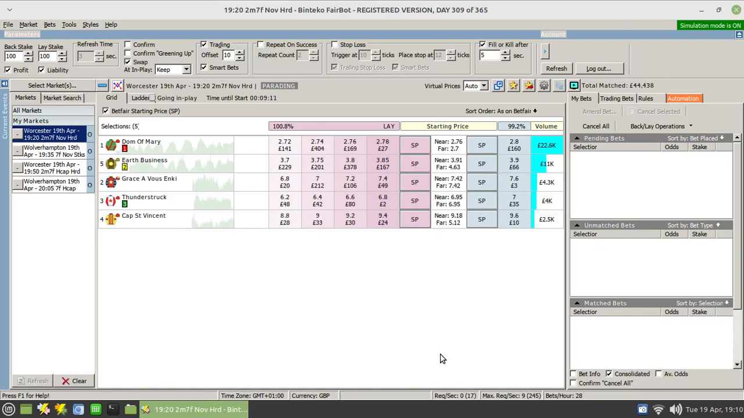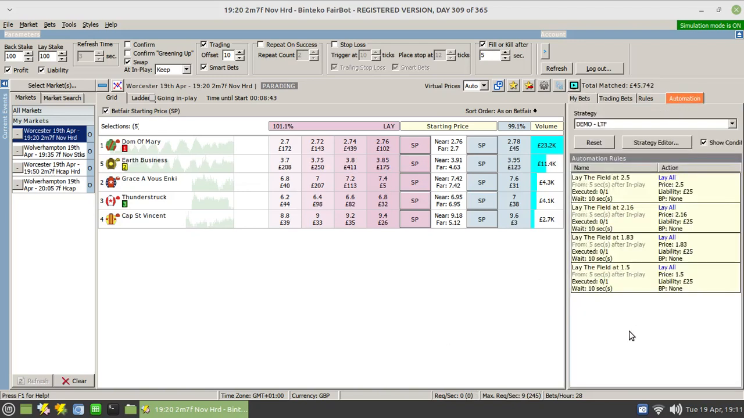This time we're going to expand on what we've done, and rather than laying at one particular odds, irrespective of where that odds is, if it's odds on or in episode 2, 2.5 or thereabouts, what we're going to do is actually split our overall liability and place a number of lay the field bets at different odds. And I've already set up the strategy, or modified the strategy, to give us that.